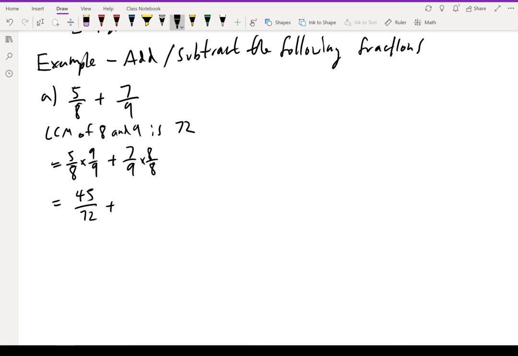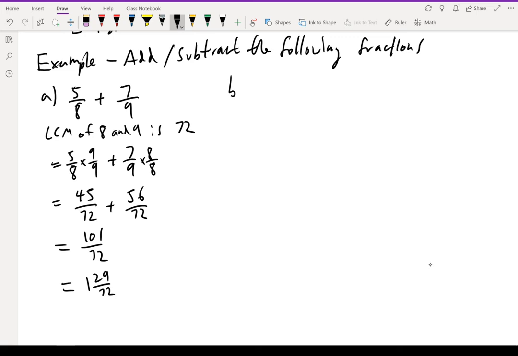Plus, we have 7 times 8, which is 56, right? 7 times 8 is 56 over 72, and then we add them together. 45 plus 56 is 101 over 72, and then we change it into a mixed number, and so 101 minus 72 is 29. So it's 1 and 29 out of 72. Okay, and then I think that is already the simplest form. There is no other simpler fraction for that.